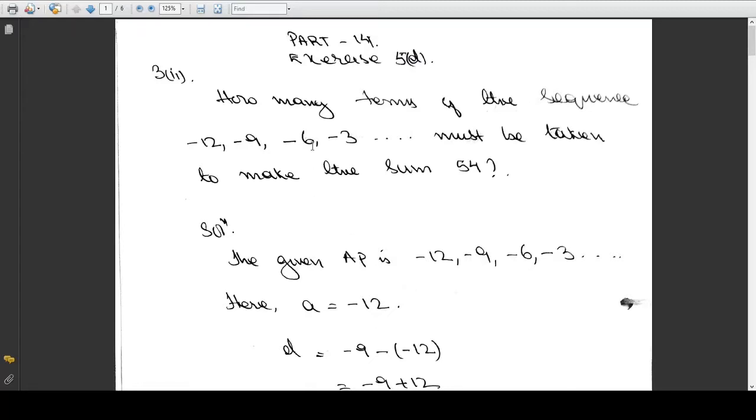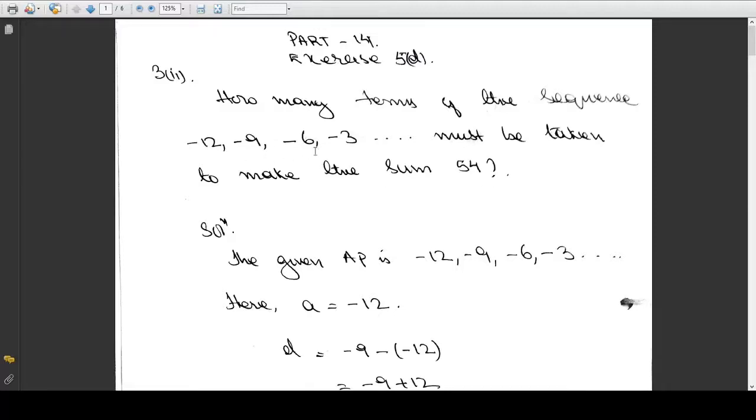This is exercise 5B, problem number 3, the second from here. How many terms of the sequence -12, -9, -6, -3 and so on must be taken so that the sum of these terms is 54? Now the sum is given to be 54.